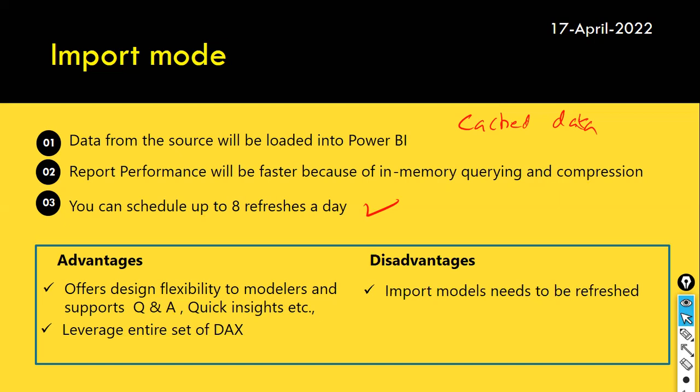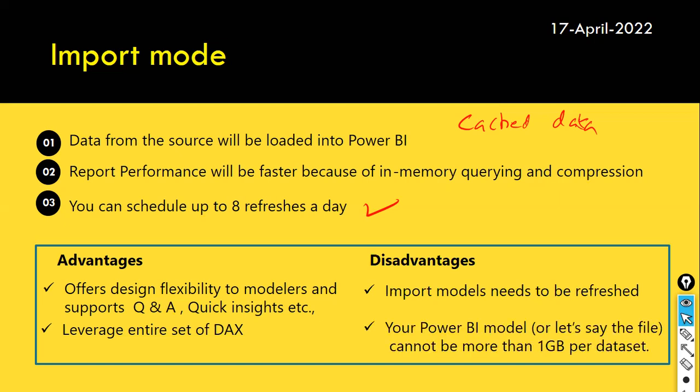And another disadvantage is, with the free account and pro license, your Power BI model file size, per file, can store only up to 1 GB. But for a free account in Power BI cloud service, Microsoft gives you 10 GB free space. You can use up to 10 GB worth of data in your cloud.